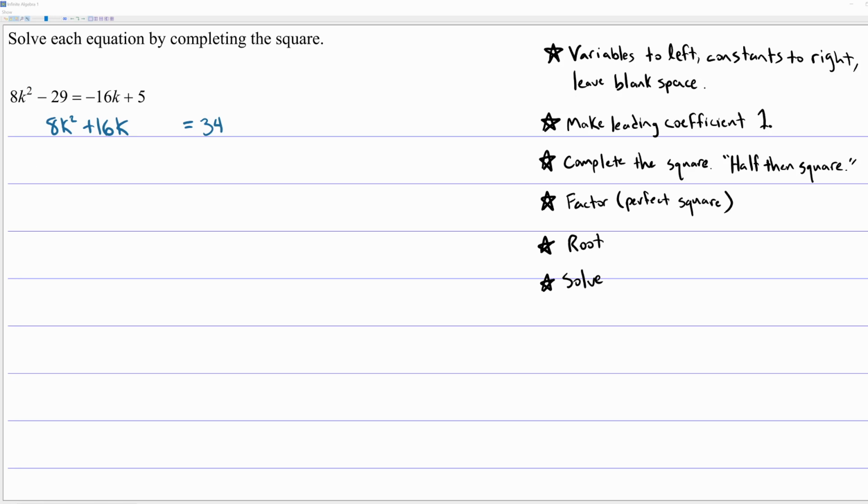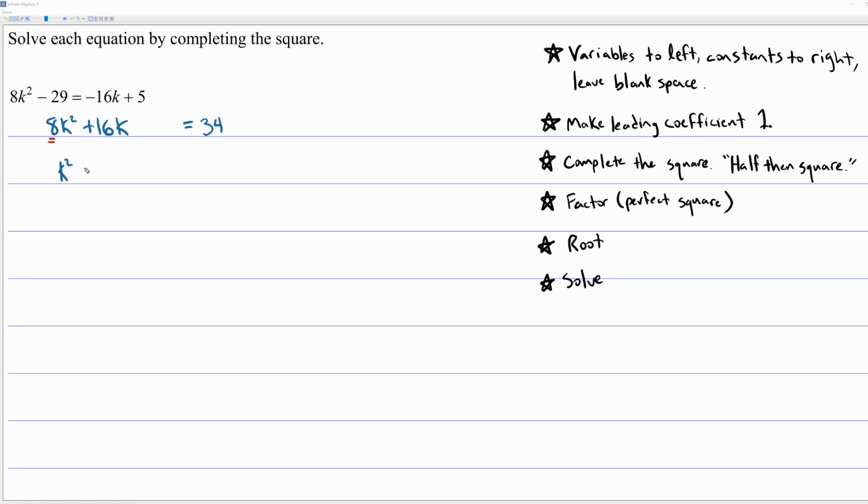Now, the next step says make the leading coefficient 1. If you forget this step, you're not going to have a good time with completing the square. That cannot be 8k squared. That has to be 1. So we have to divide everything by 8.